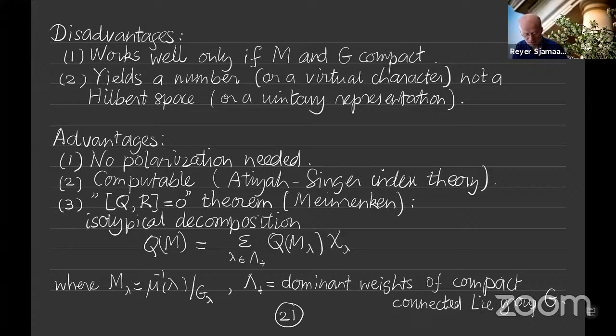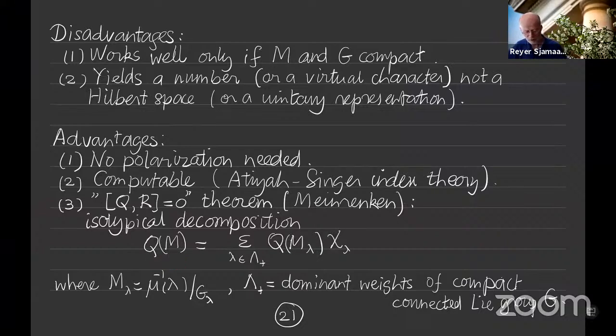But of course, it also has some advantages. For one thing, you don't need a polarization. It's obviously independent of any polarizations. And in a broad sense, it's computable in the sense that you have a big handle on it. It's an index. So you have the whole apparatus of index theory to bring to bear on it. And by doing that, Eckhart, some time ago, 25 years ago, established a theorem for the quantization of a symplectic manifold with a Hamiltonian action.